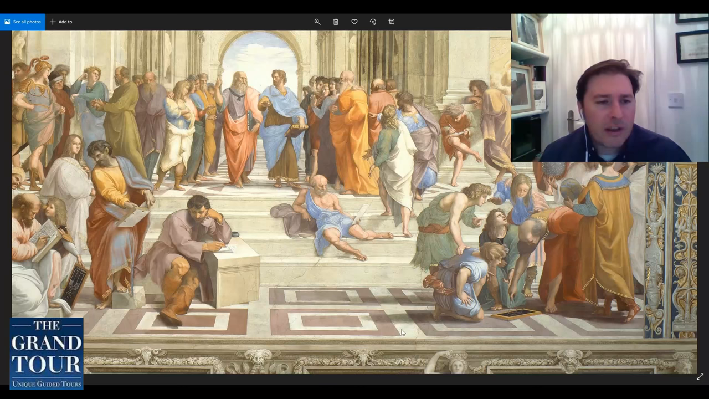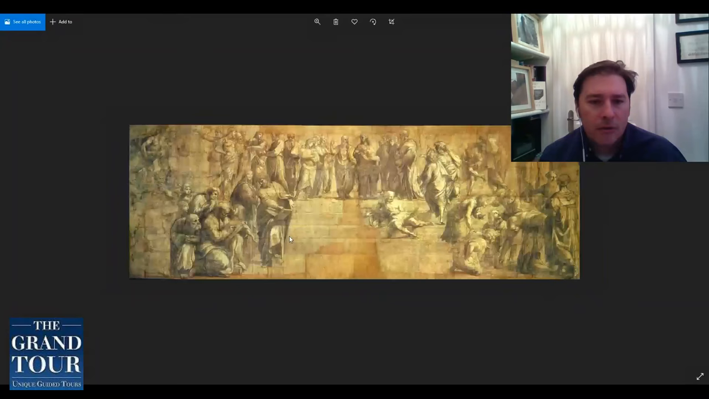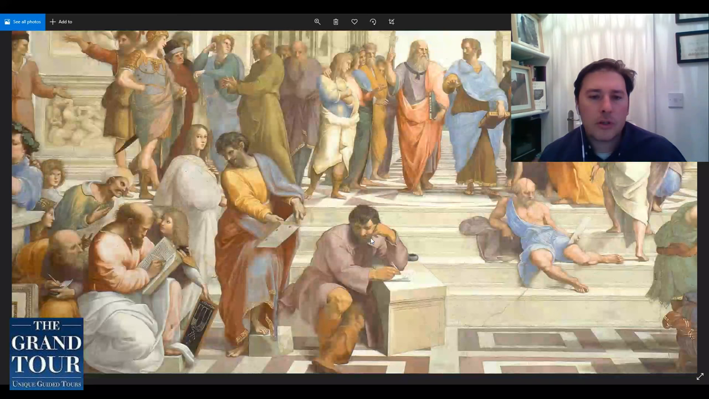And then there's this figure here, very different and also missing, as we saw in the original cartoon. Not there. So Raphael at some point changed his mind and added this figure.